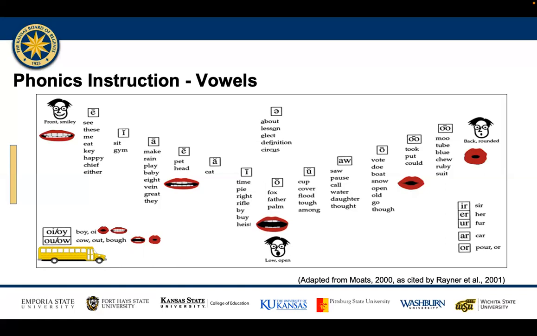At the bottom left, you will see the print patterns or graphemes called diphthongs, oi and ow. As a visual, there is a school bus to symbolize the shift in the place of articulation. The mouth shape changes as each sound is made. To the bottom right, you will see the R-controlled vowels. Some of you may know them as bossy R.